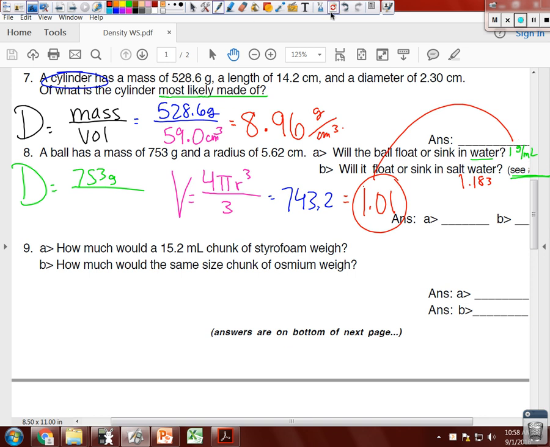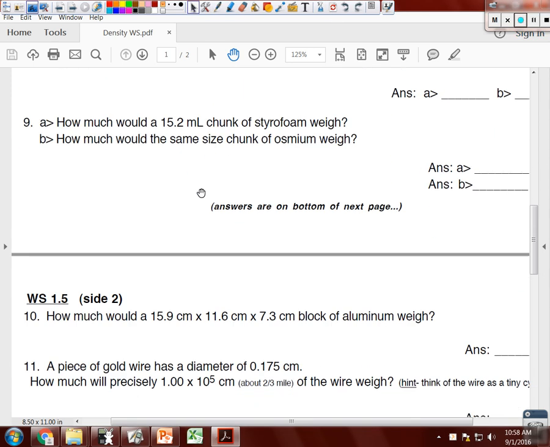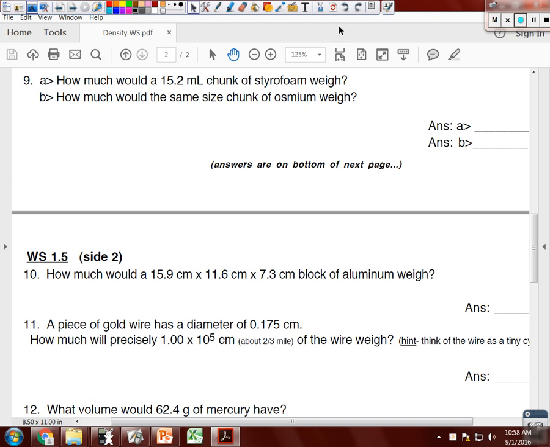Okay, all right, so the last two I'm going to help you with, and the back I'm going to let you go on your own. So number 9 says, how much would a 15.2 milliliter chunk of styrofoam weigh? And B says, how much would the same size chunk of osmium weigh? All right, well, here's the deal. What are we solving for in both of these? Mass. Now, using your density triangle, what is the equation for mass? Density times volume, okay?